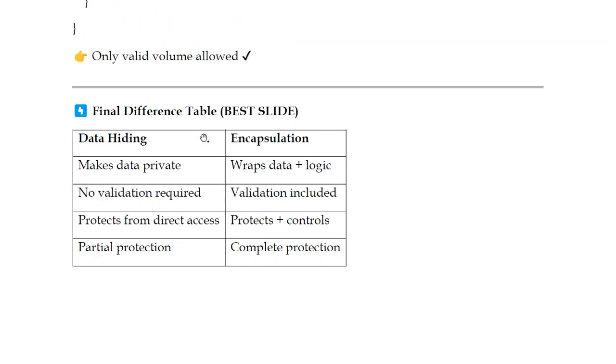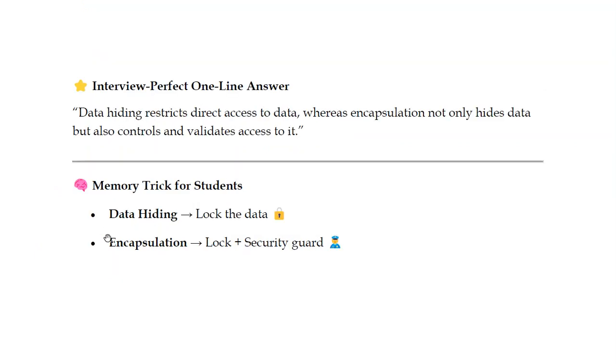So the final difference: data hiding makes the data private, while encapsulation wraps the data plus logic. Data hiding protects from direct access; encapsulation protects plus controls. This is partial protection, and this is complete protection. I hope this is clear to you.